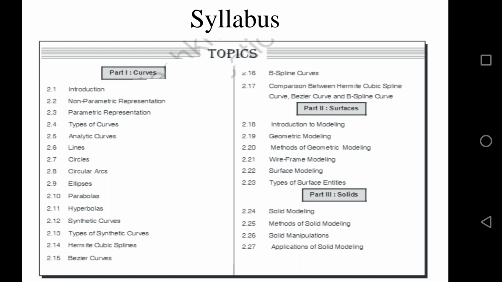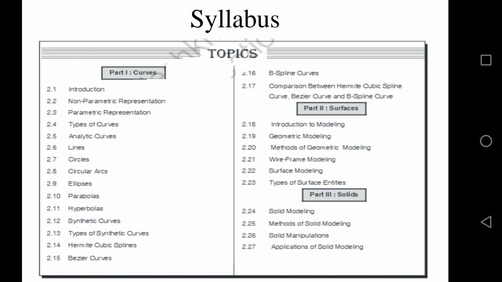In the first part, that is curves or wireframe entities, we are going to have the introduction, the representation of curves parametrically and non-parametrically, and different types of curves. We have analytical curves and synthetic curves. We are also going to solve the parametric equations of simple analytical curves and simple synthetic curves, and also we have numericals on the same.